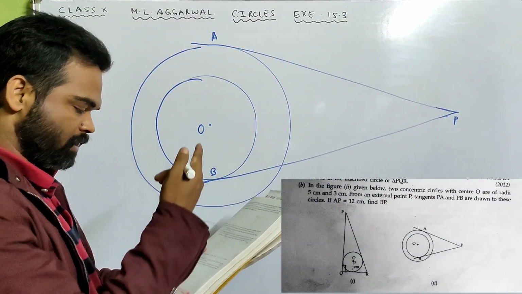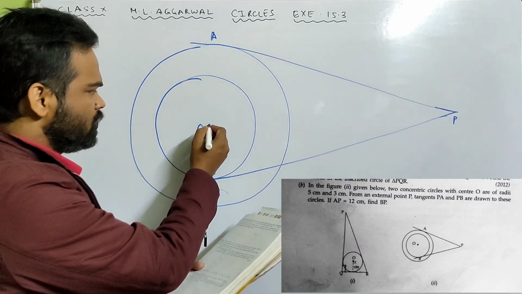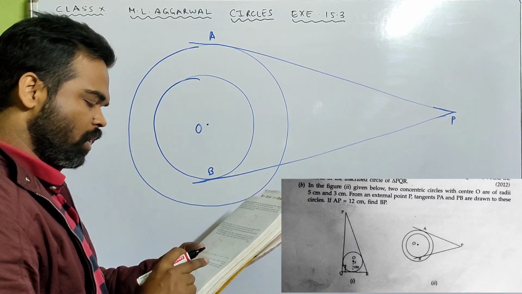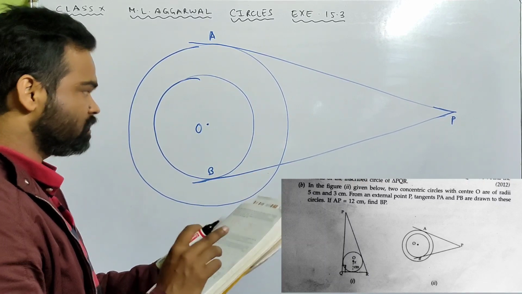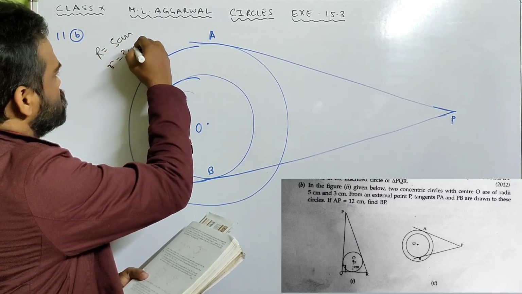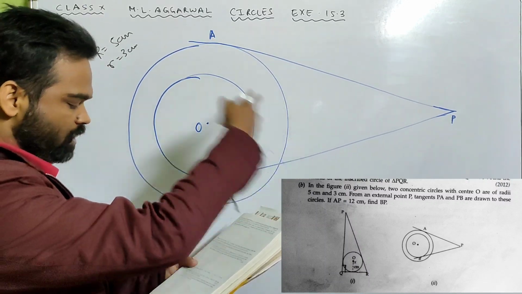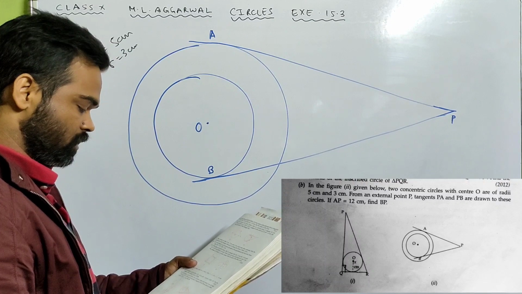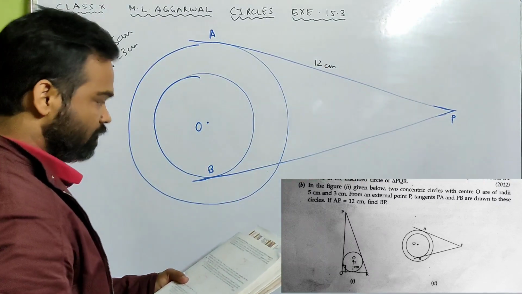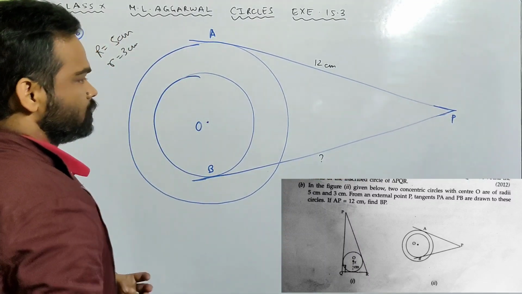Look at 11 part B. In the figure given, two concentric circles. You can see the smaller one and the larger one. They are concentric, they have the same common center O, with radii 5 cm and 3 cm, which means the bigger radius is 5 cm and the smaller radius is 3 cm. From an external point P, tangents PA and PB are drawn to these circles. If AP is 12 cm, find BP. Very easy.